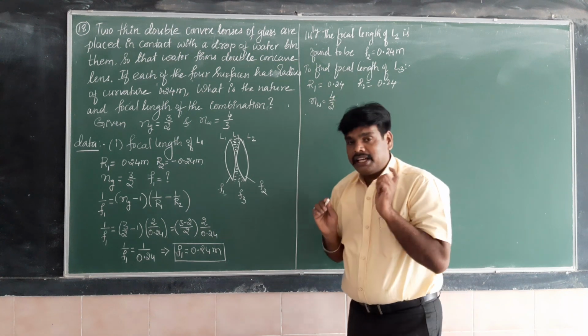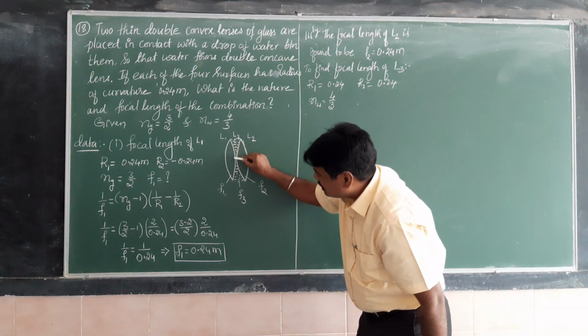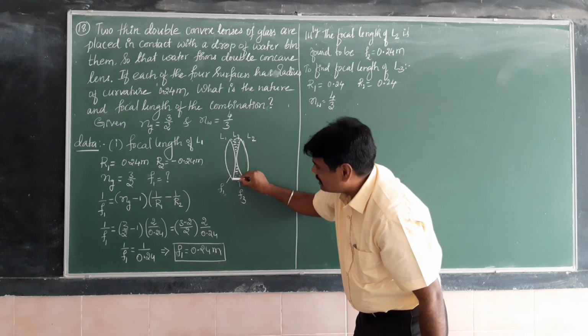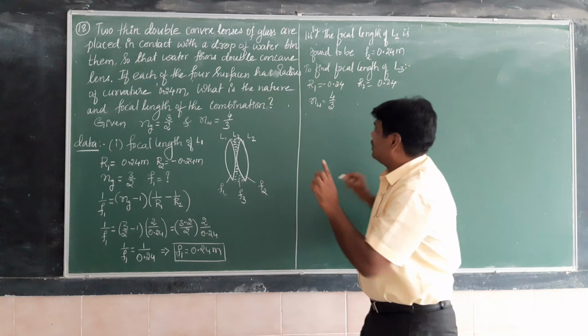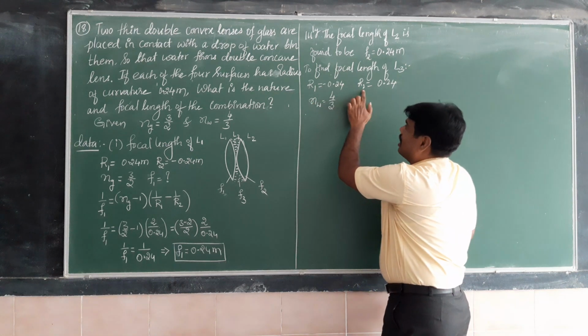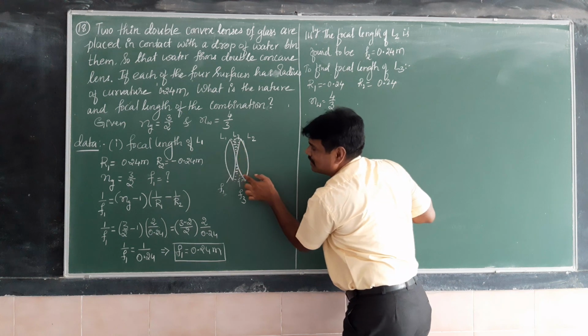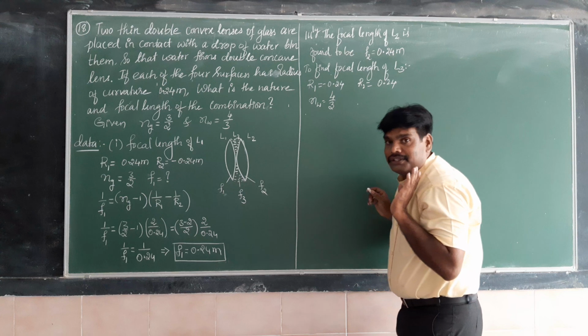So while taking the sign convention, this is also very important. See here, this is the first curved surface for the water. So for this curved surface, we have to take a negative sign. So that is very important. So R1 is negative, R2 is positive. This is the second curved surface. The second curved surface has to be taken as positive according to the sign convention.